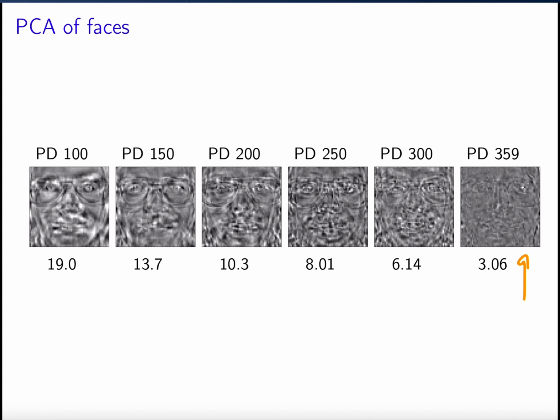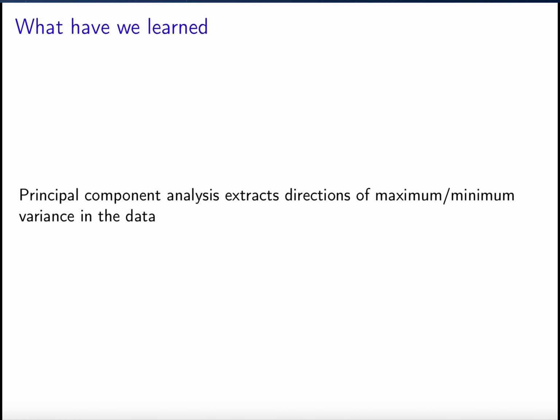PCA is very useful in image analysis because it uncovers these images that represent the directions of highest or lowest variance in this high dimensional space. So what we have learned is that principal component analysis extracts the directions of maximum and minimum variance in the data, and the way this is achieved is by taking an eigendecomposition of the covariance matrix of the data.